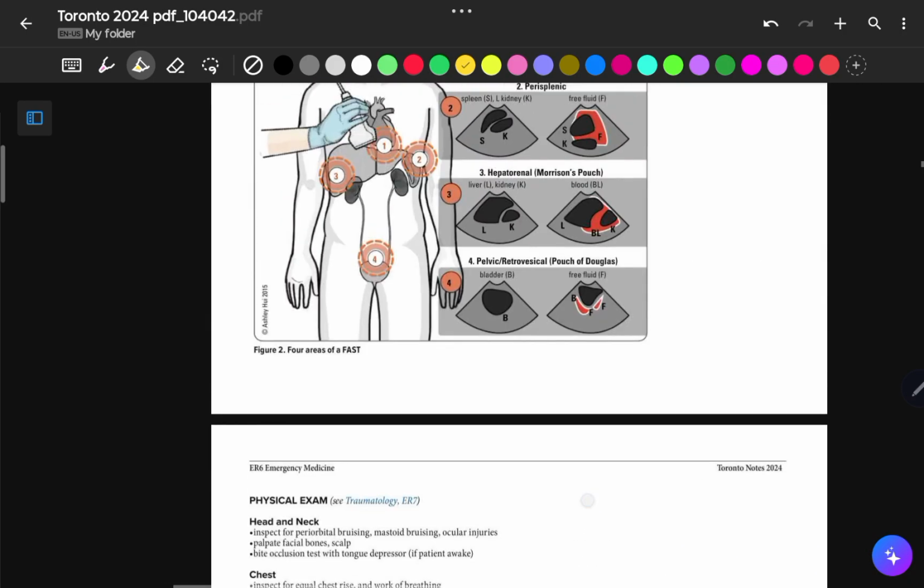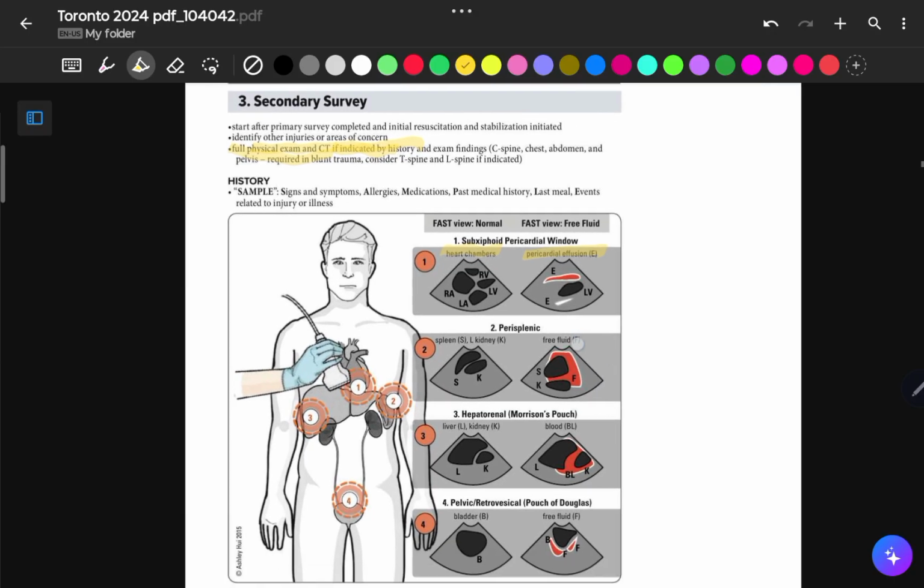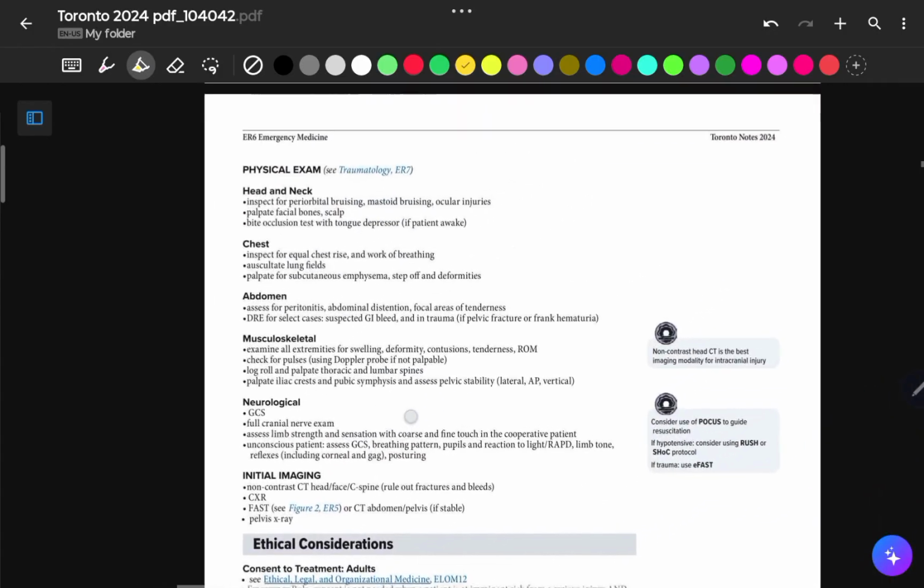Okay, and then you want secondary survey, meaning that you are actually assessing every system. This is the time where you want to ask what are the signs and symptoms, allergies, any medication the patient is on, any past medical history, what was the last meal, what was the event related to the injury or the illness. So we're going into examination now. Remember, we're doing it systematically.